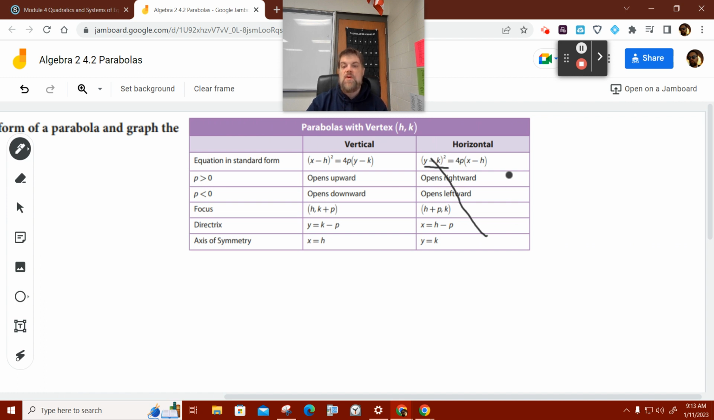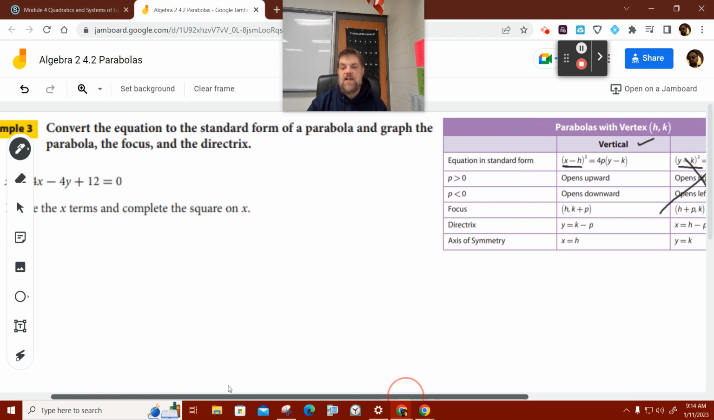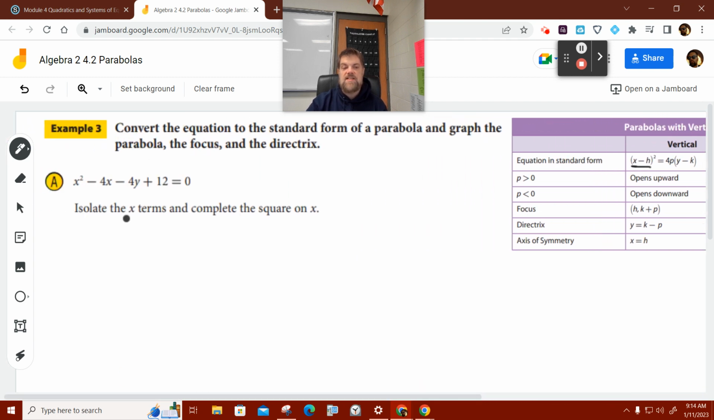Is it this one? No. So we don't need the horizontal. That isn't going to help us. It's this one because the x is squared. So now they tell us isolate x and then complete the square on x. So we know how to do this. Okay. So let's do that real quick, and then hopefully we'll have some information.